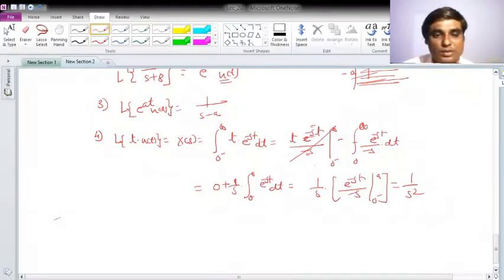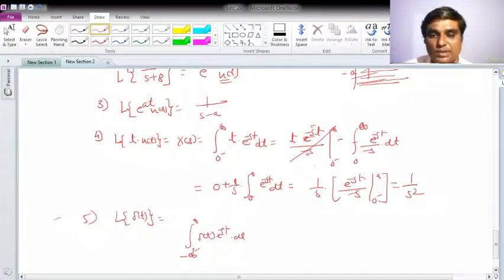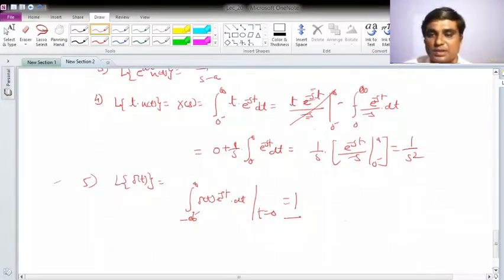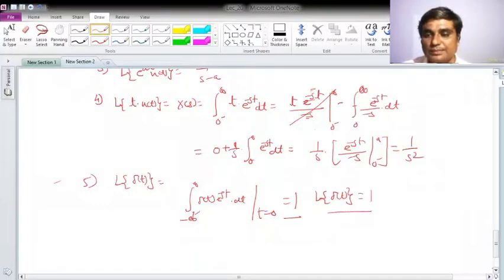Also, what is the Laplace transform of delta? Delta is your impulse function, a very funny function which exists at t equal to 0. So the integral from minus infinity to plus infinity of delta(t) e raised to minus st dt, but this exists only at t equal to 0, so the value is 1. The Laplace transform of the delta function is 1, and the inverse Laplace of 1 is delta.